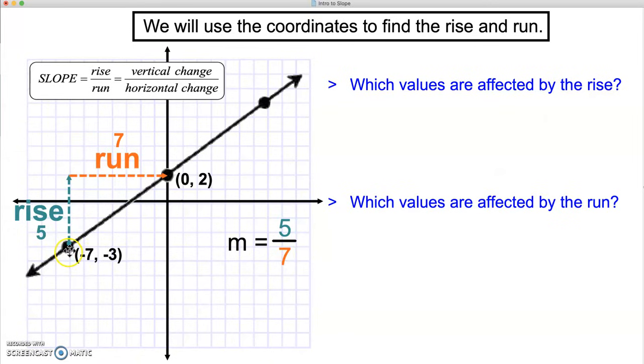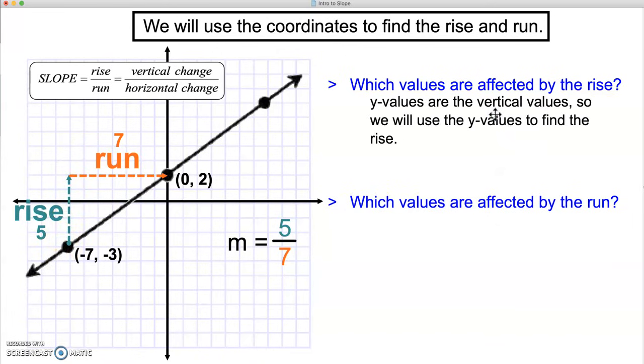But if we were to use the coordinates, the coordinates for this point are -7, -3. The coordinates for this point are 0 and 2. How could we find the rise by using the coordinates? Which values are affected by the rise? Well, rise is a vertical movement, and the vertical values are the y values. So we will use the y values of the coordinates to find the rise. So the y values of the coordinates are -3 and 2. So we could find 5 by subtracting 2 minus -3, which gives us a positive 5.